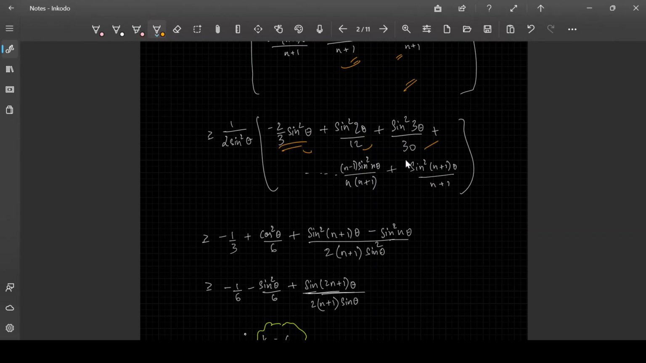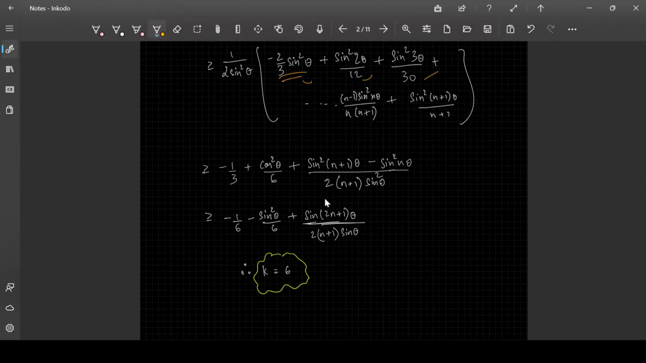You just need to identify the logic that is applying here, and now you can find the general final expression to be in this way: minus 1 by 3 plus cos square theta by 6 plus (sine square of (n plus 1) theta minus sine square n theta) by 2(n plus 1) sine square theta.